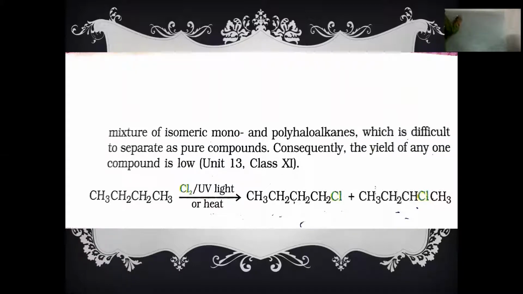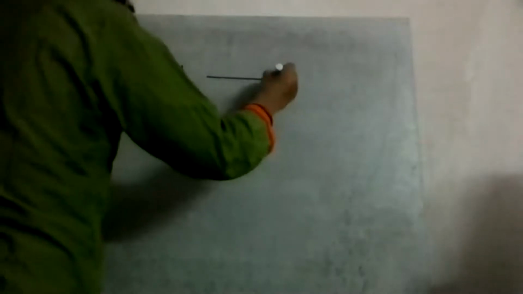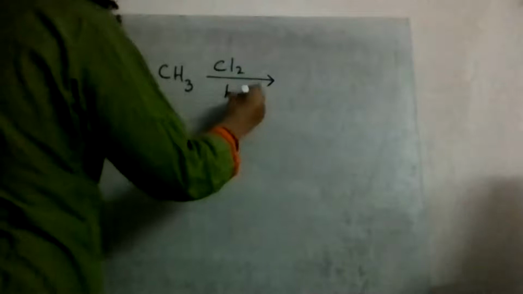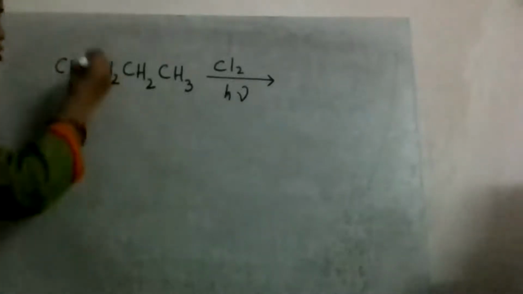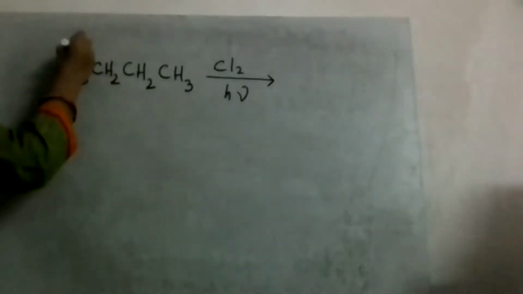CH3, CH2, CH2, CH3. Halogenation reaction is taking place on treatment with Cl2, h nu. Now whatever number of replaceable hydrogen atoms are present, that many number of products will be formed. Here you see replaceable hydrogen.